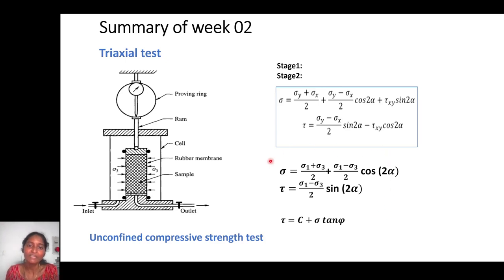In the given triaxial test, if I don't have any confining pressure, that is, sigma 3 is 0, and you have only the vertical stresses, we call that the unconfined compressive strength.